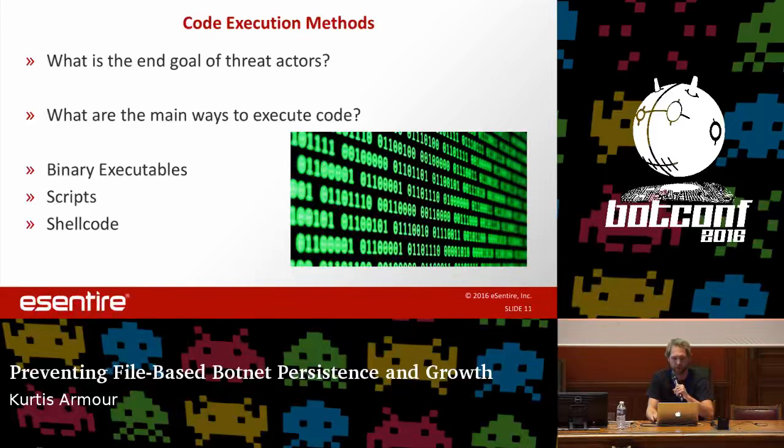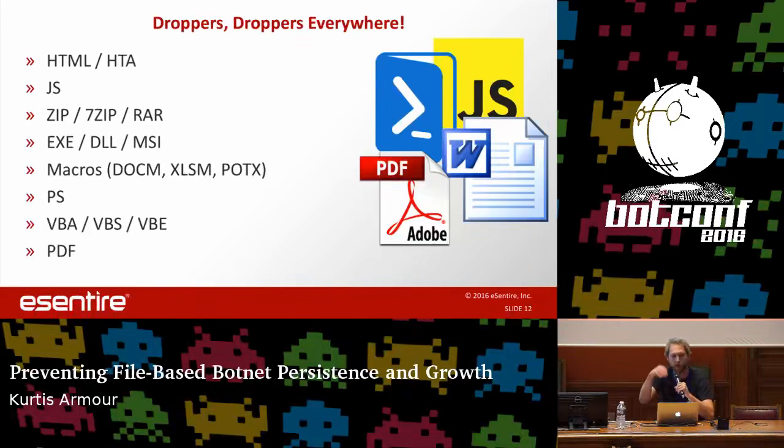Those are some examples. This isn't a comprehensive list, but it's a list of some fairly common droppers that we're seeing utilized by threat actors. So, HTML and HTA files, JavaScript, zip, 7-zip, RAR, which generally includes a packed JavaScript inside, EXEs, DLLs, MSIs. Document macros are a really big problem, which we've touched on in the conference. PowerShell is really powerful and has a lot of issues with controlling it, and then VBA, VBS, and PDFs.